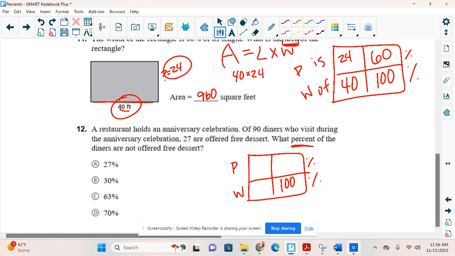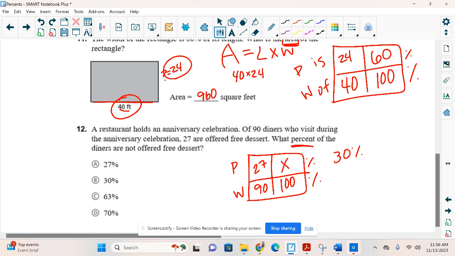Do we know the percent? No. That's what we're looking for, right? So we don't know this box. What's our whole here? 90. That's the amount of people who came to dine at the restaurant. Right? What's our part? That's how many were offered. Alright, so when I cross multiply and divide, you get 30. 30%.